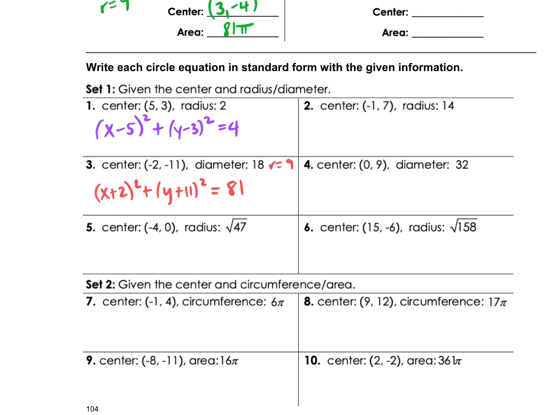Which is, again, why I said you probably want to write r equals on every one of these problems to make sure you're consciously thinking, what was I given and what is r? All right. Number 5.